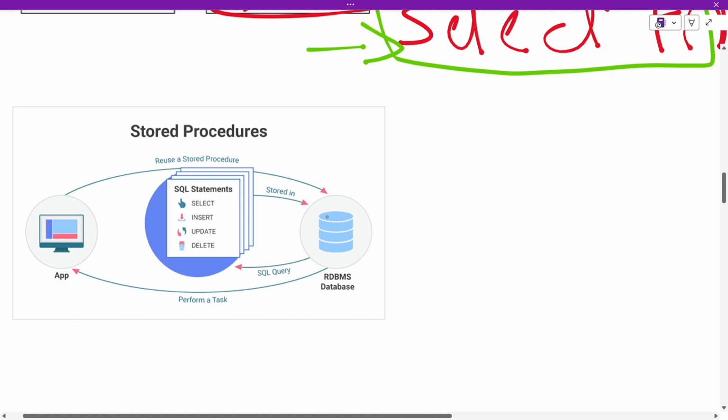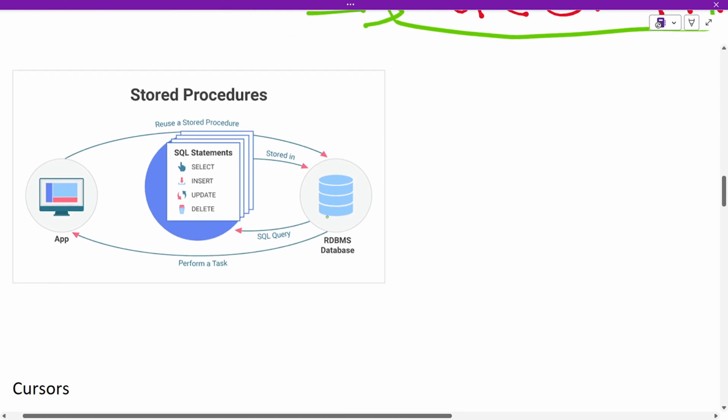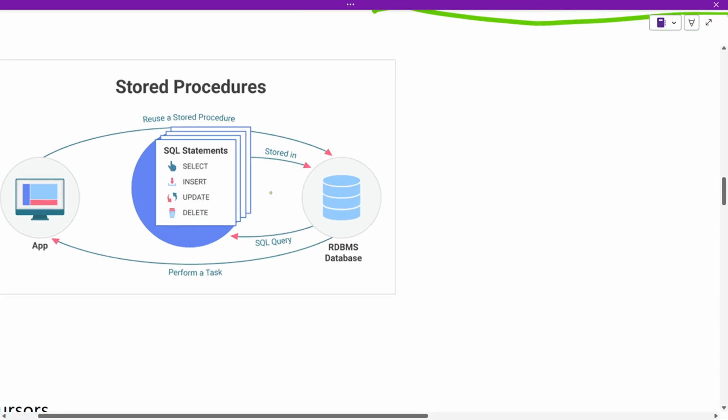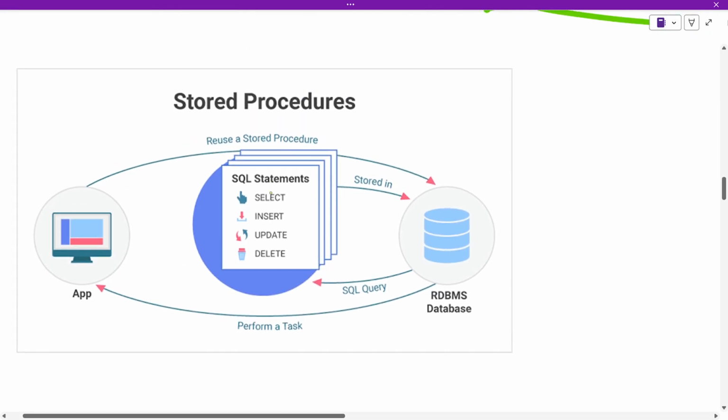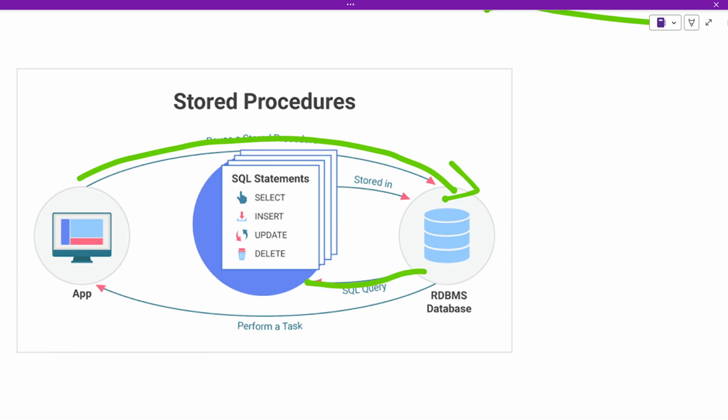Now let's look at a stored procedure and see how it works. If you're not using any sort of stored procedure, the application program is going to ask for some resource, and the SQL query will be redirected. So this procedure is going to run, and it will be stored in the DB, so a task will be returned.